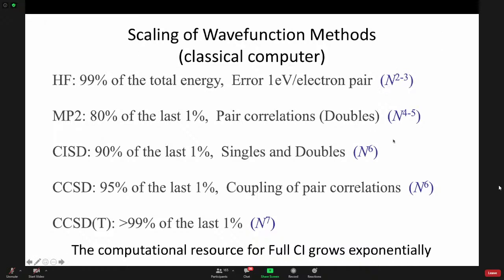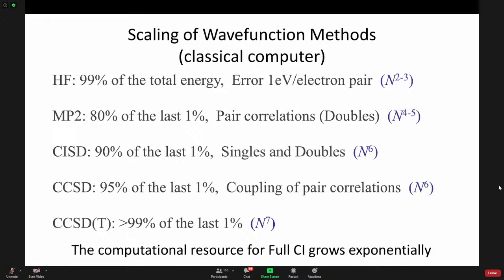These blue terms are the scaling against the system size. Hartree-Fock is up to n to the power of 2 or 3, which is not that bad. But to get the remaining last 1%, you have to make a large effort, like n to the power of 6 or n to the power of 7. And I maybe explained configuration interaction without truncation. That's full CI, the ultimately accurate method. However, the computational resource for full CI grows exponentially.